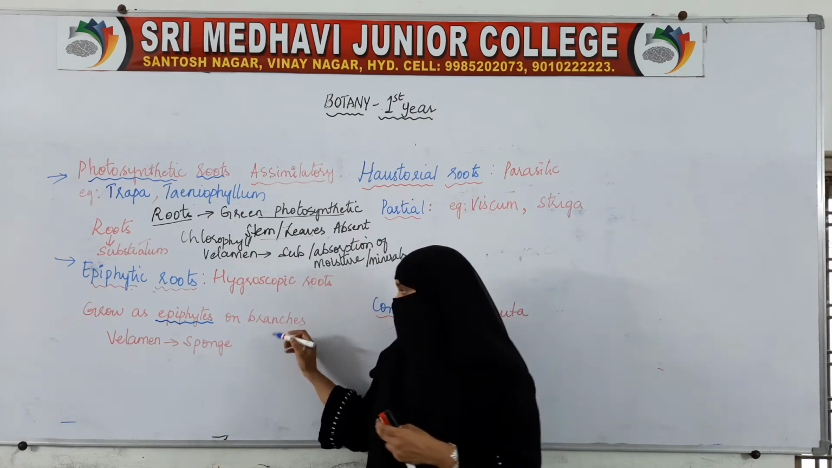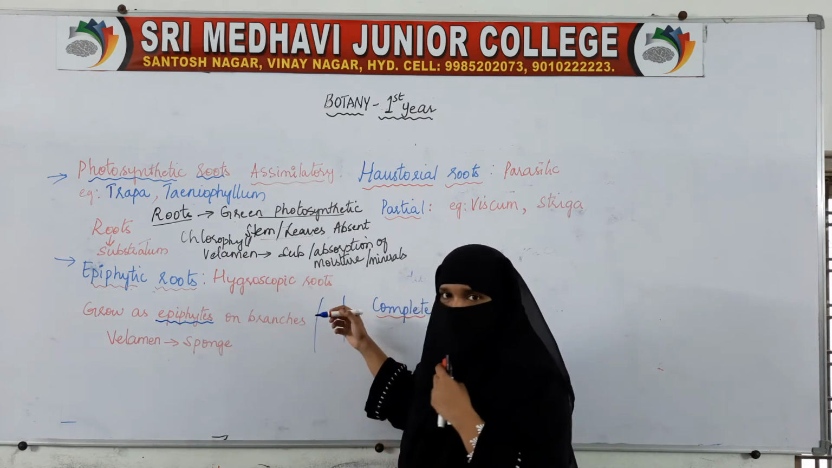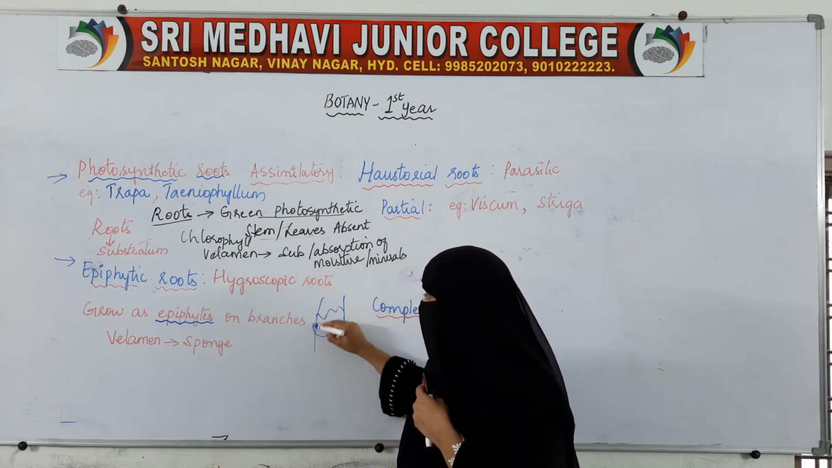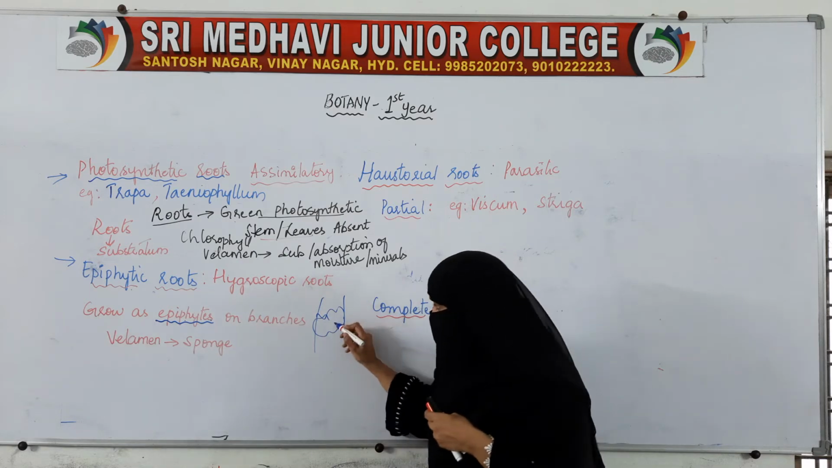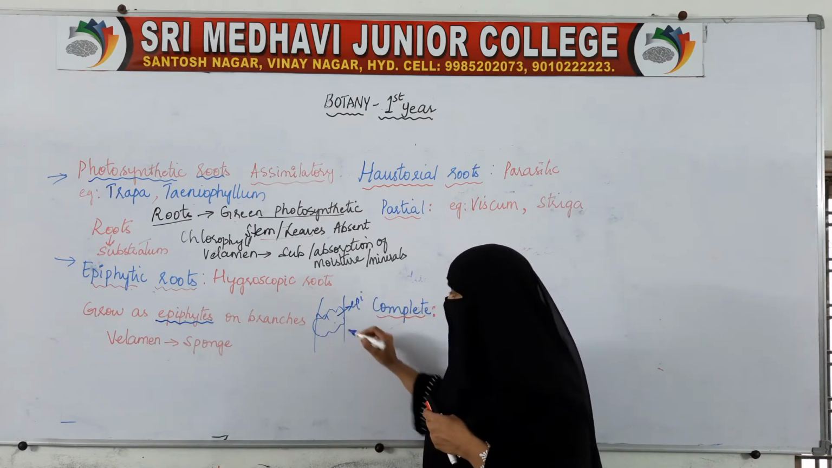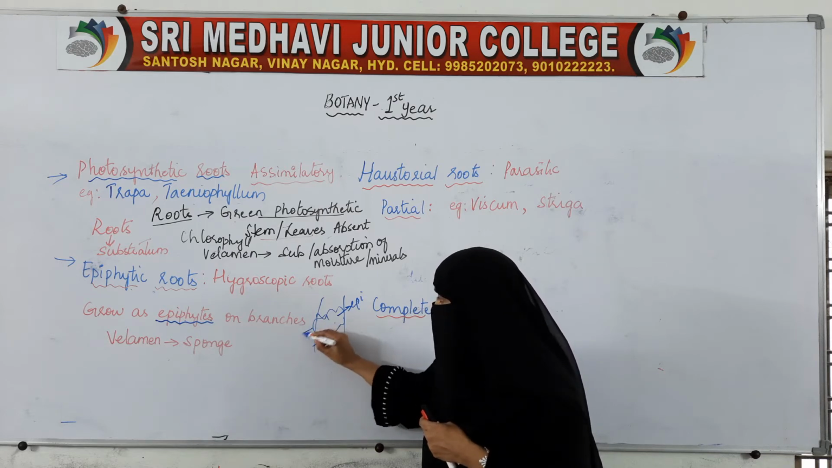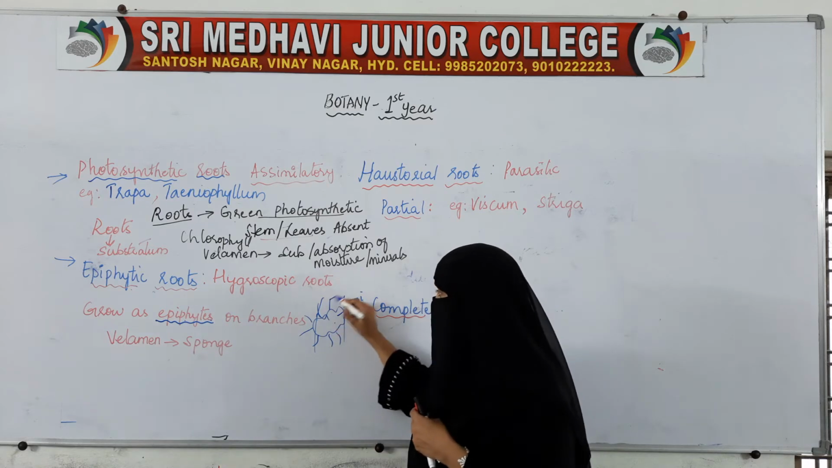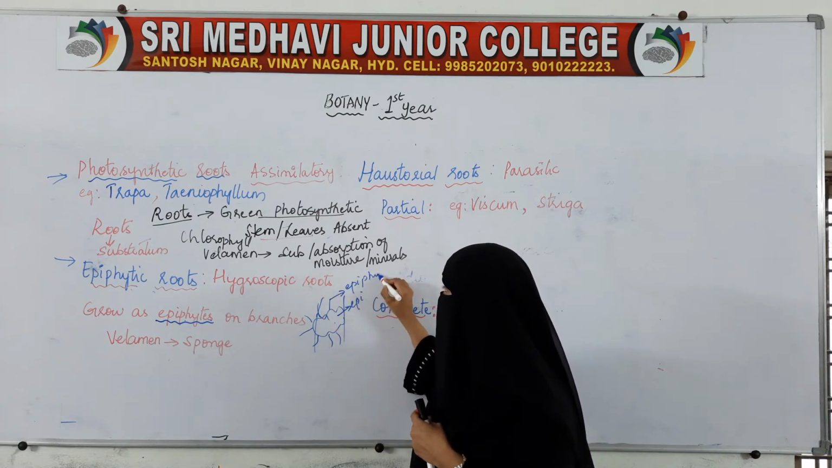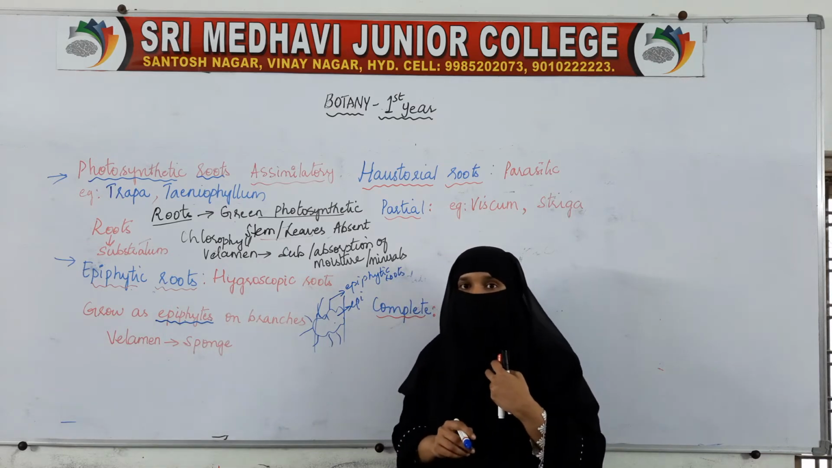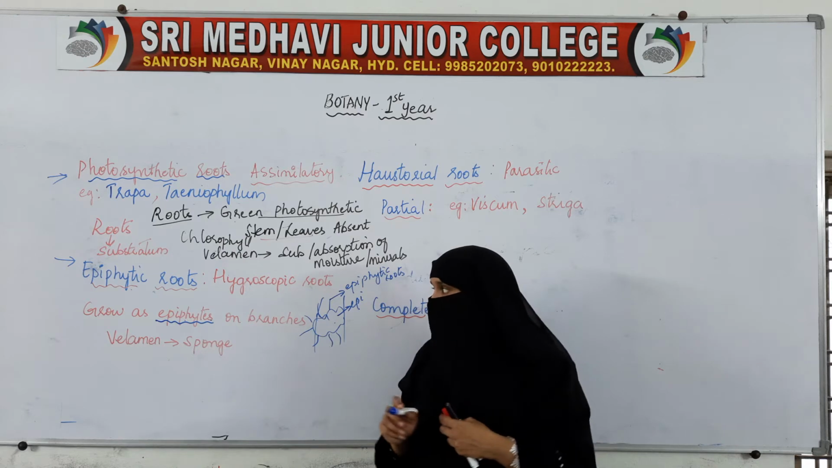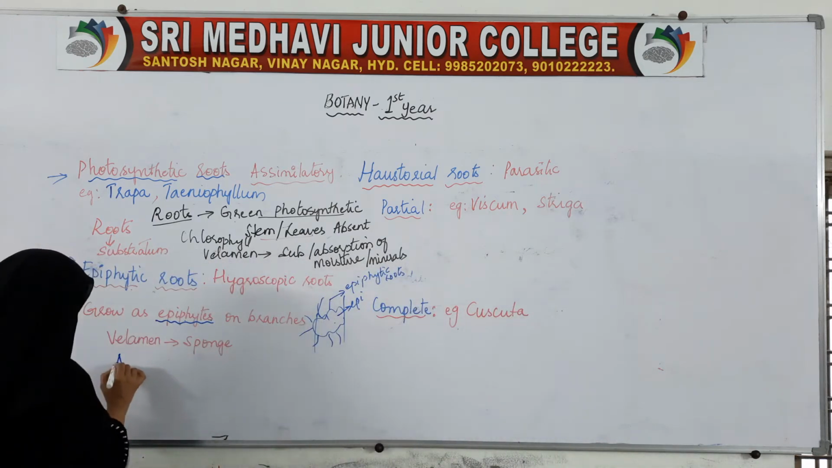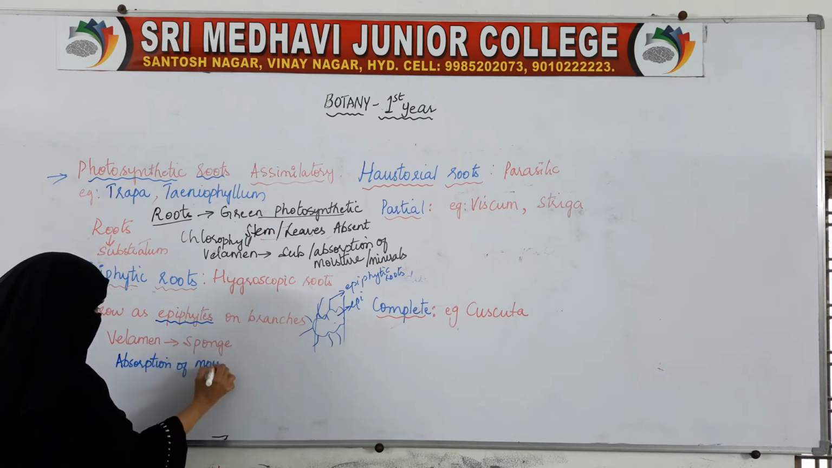For example, this is a tree and a branch of the tree. On this, another plant will be growing. This plant is called an epiphyte, and this plant will also have roots. These roots are called epiphytic roots. These epiphytic roots help in absorption of moisture.